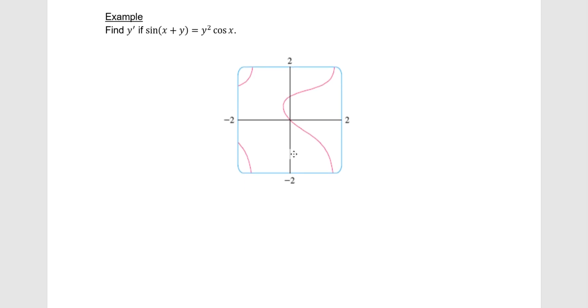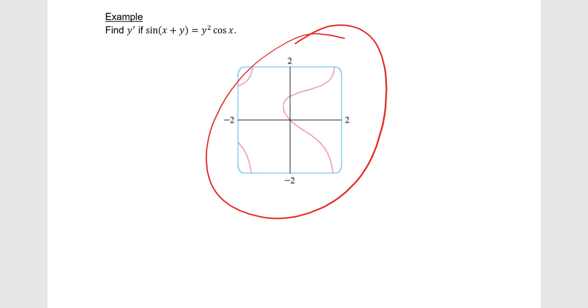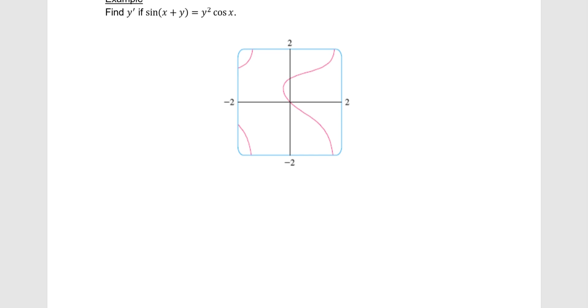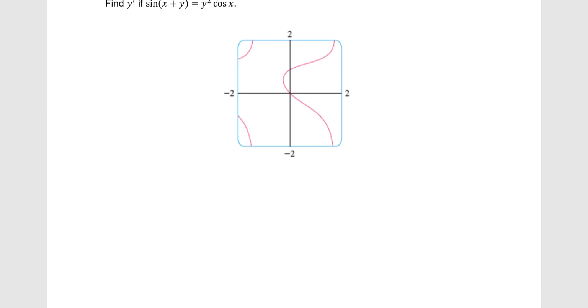So a couple more examples. Let's find y prime if sine of x plus y equals y squared cosine x. Here's just a little graph of it, so we can see how things start to look a little weird, especially with these implicitly defined functions. Let's go ahead and write this down again: sine of x plus y equals y squared cosine x.